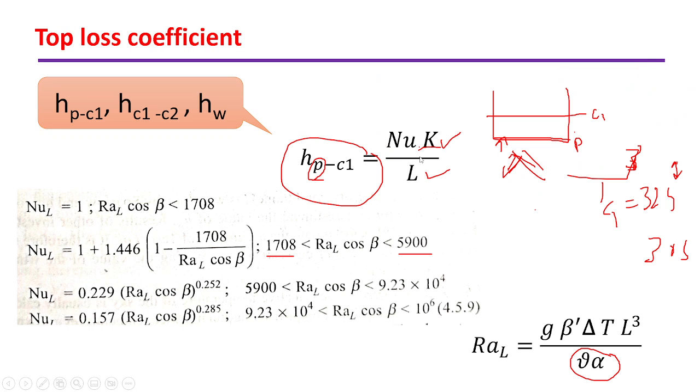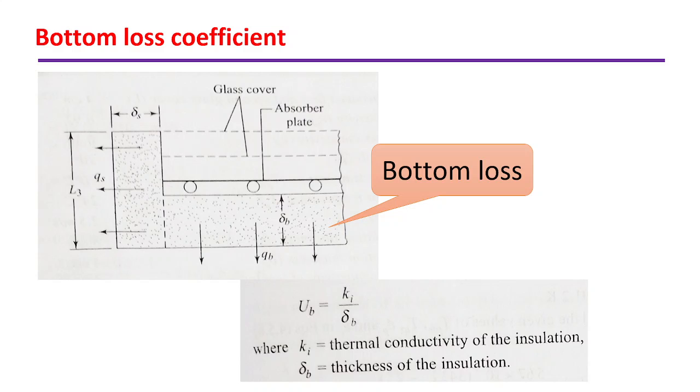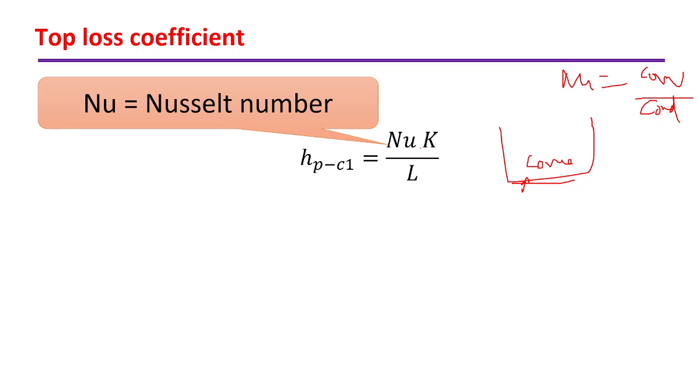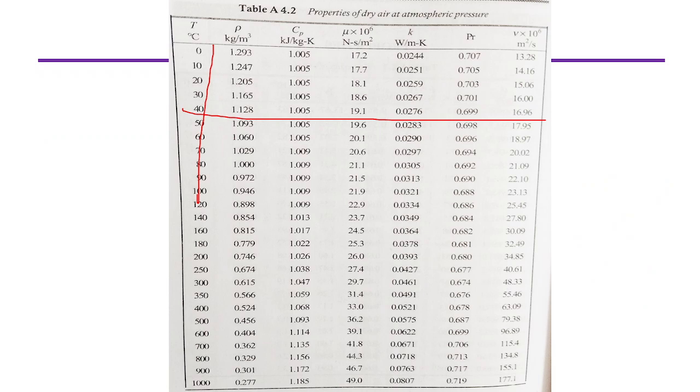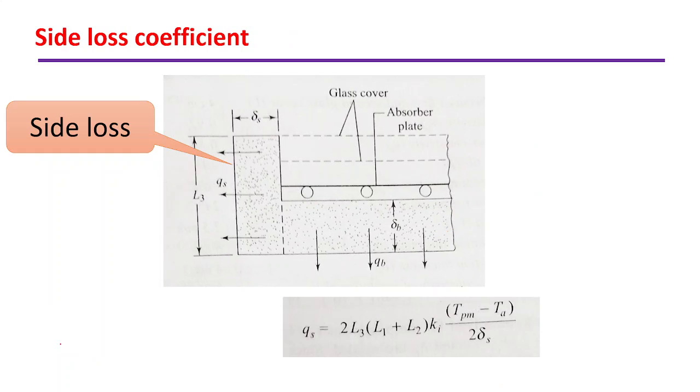Using this, we will be able to calculate the top losses. Then we have to see the bottom loss. There is one insulating plate, and the heat will be transferring to this side. So we will have this as a bottom loss and this as a side loss.